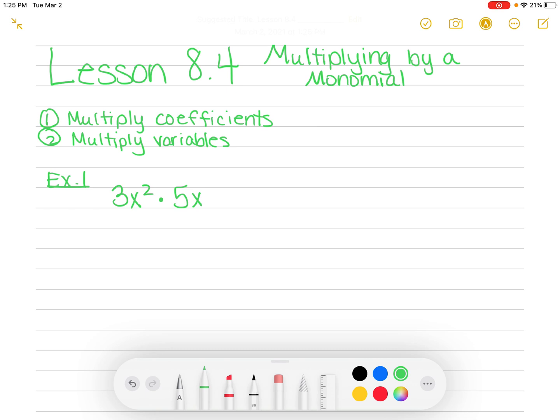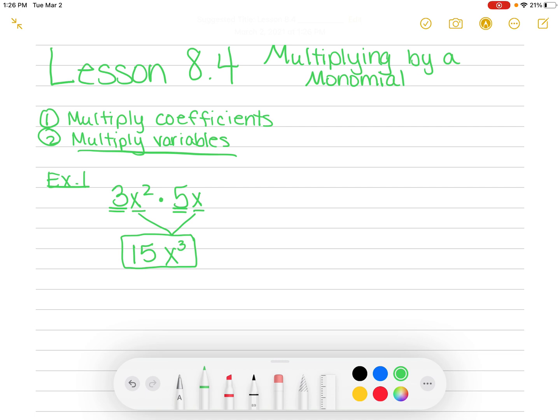Now we're multiplying. So the first thing that it says right up here is to multiply coefficients. The coefficients are the numbers in the front. They're your constant terms that are not changing. So we're going to do 3 times 5. So 3 times 5 is 15, right? Now let me erase this. And now we're going to switch over and multiply our variables, which it says right here. That is going to be our x squared and our x. When we multiply those two, we get x to the third power. And there's my answer.